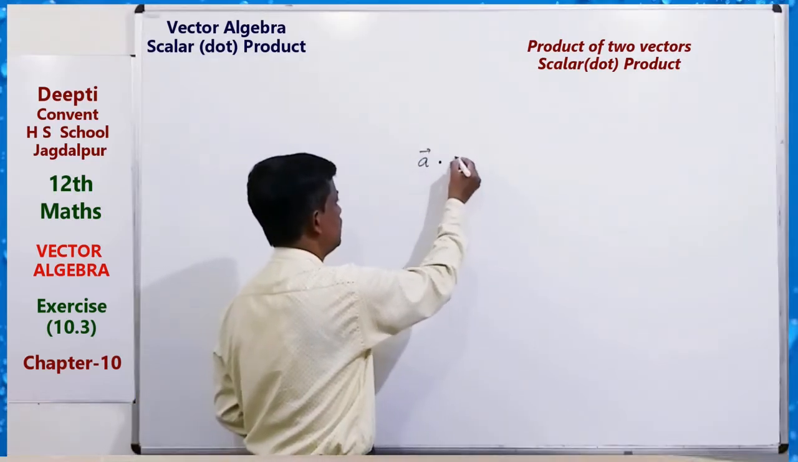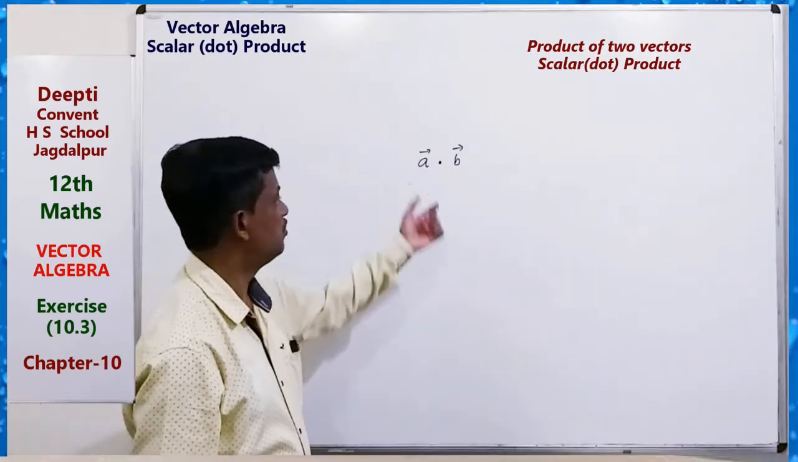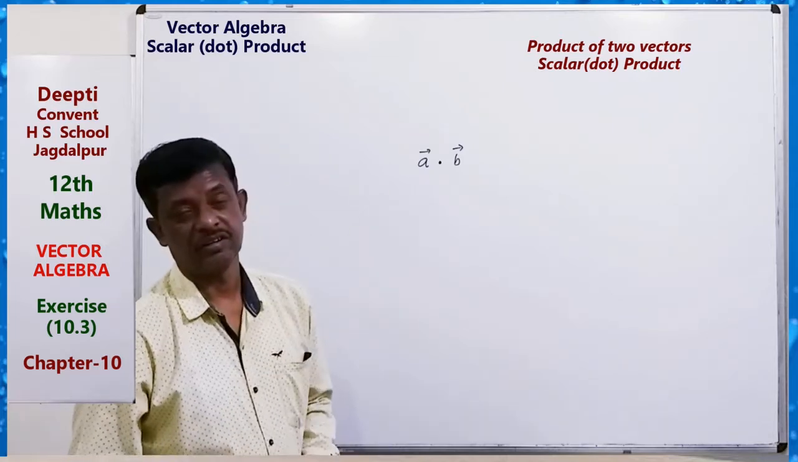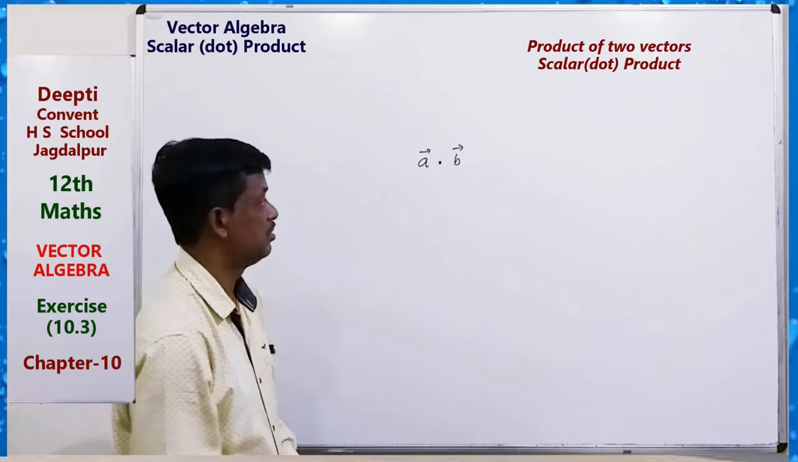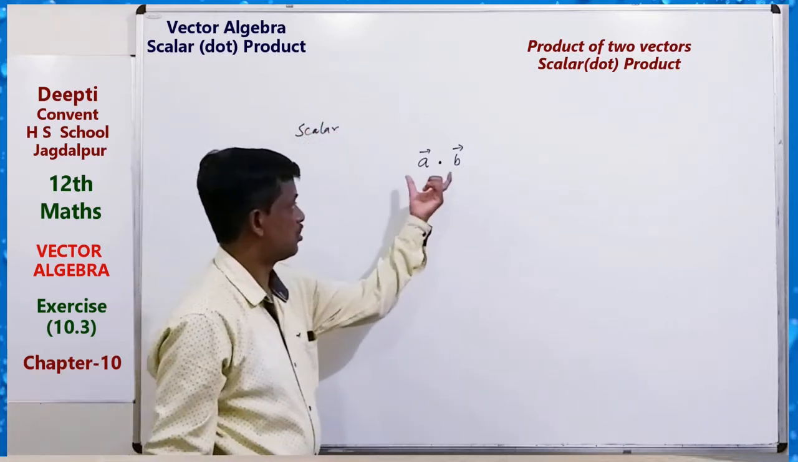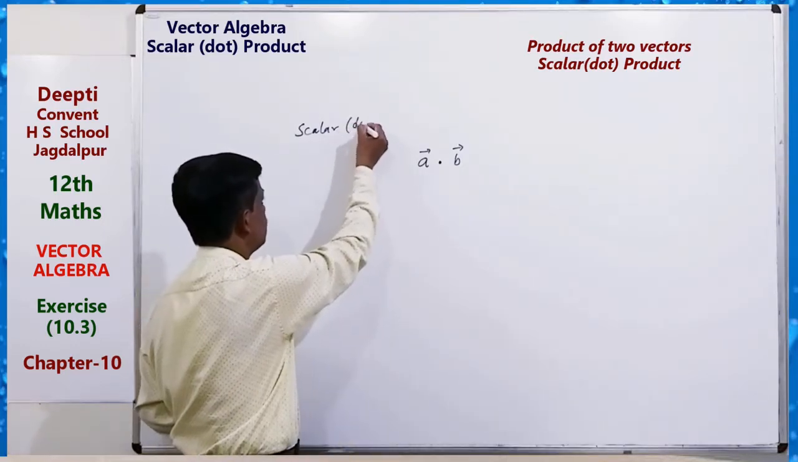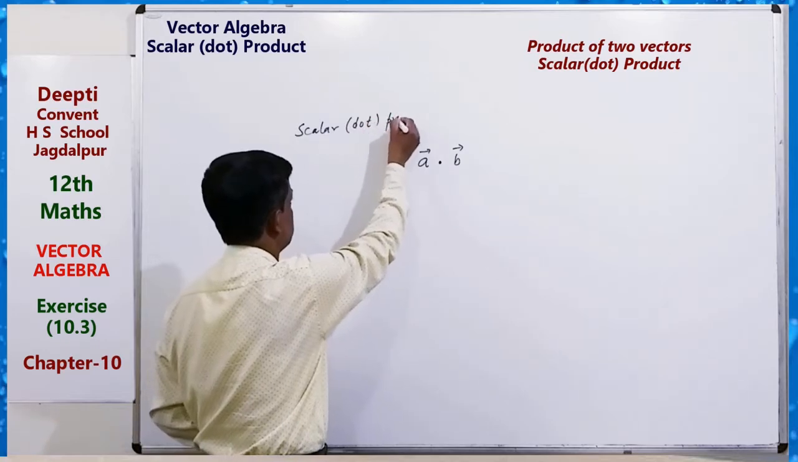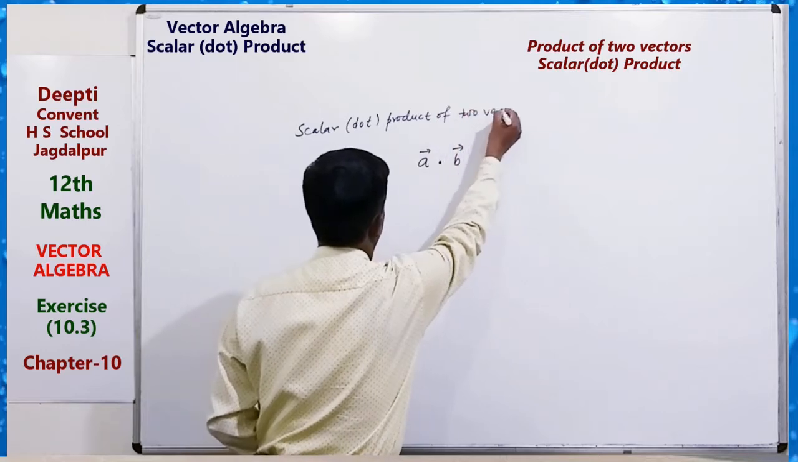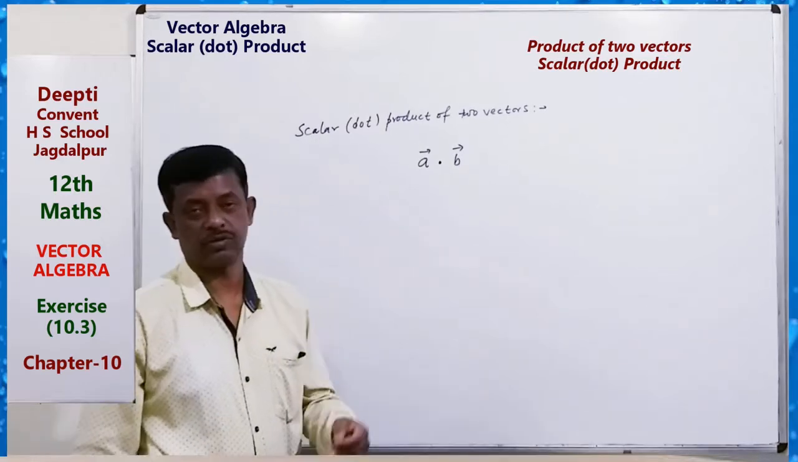Suppose A is a vector and B is a vector, then A dot B means the dot product of the two vectors. This is the notation. Scalar product, dot product, because this product gives a scalar quantity. The very important parts are this dot product and cross product.